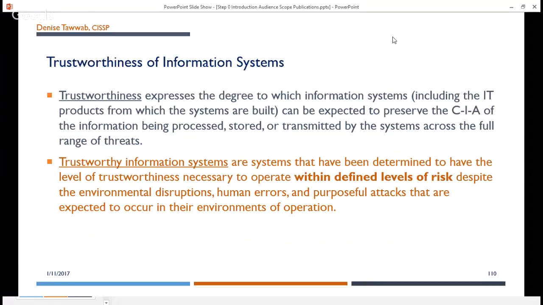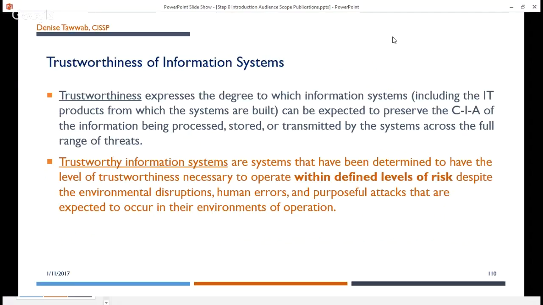Trustworthiness expresses the degree to which information systems, including the IT products from which the systems are built, can be expected to preserve the confidentiality, integrity, and availability of the information that's being processed, stored, or transmitted by the systems across the full range of threats.